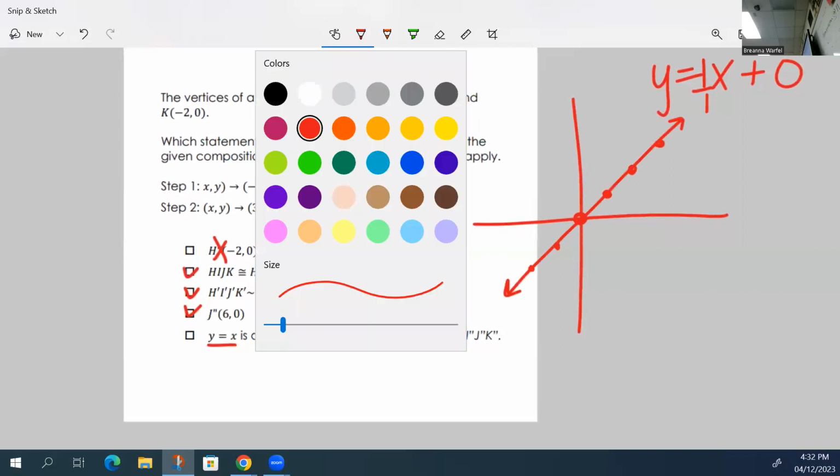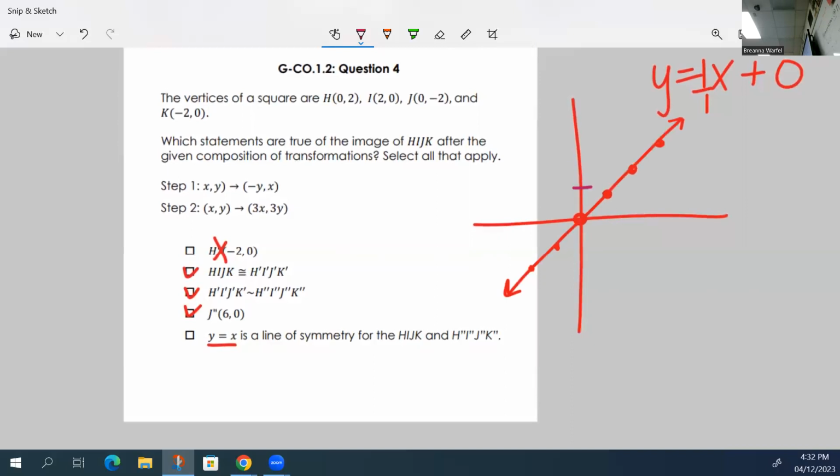Okay, then if you graph it, that's what I'm saying, you really should graph it for this so you can accurately see this, but I'll try to do the best I can. So this is your square. So it's asking you for the last one, is y equal x a line of symmetry for hij, and hij, all double primes? So it is for hij. Okay, line of symmetry means cut it in half.